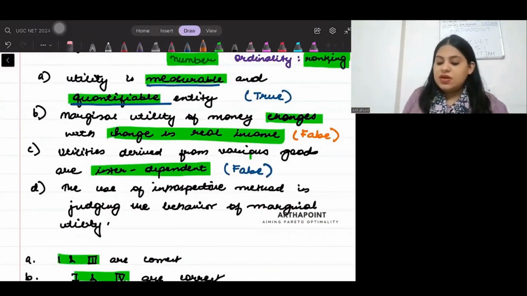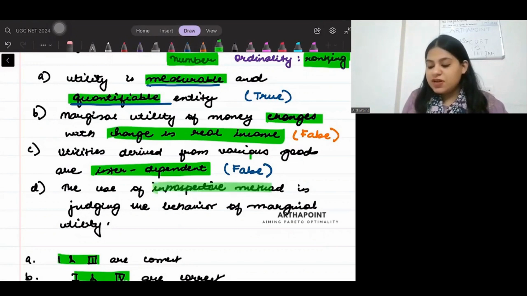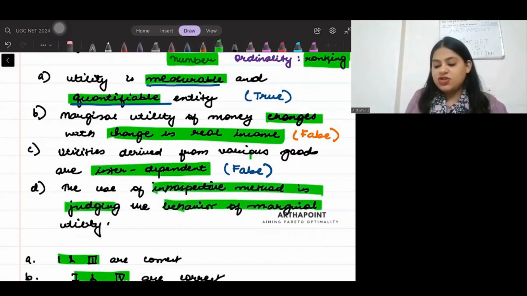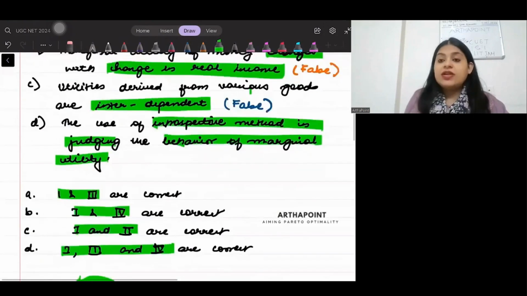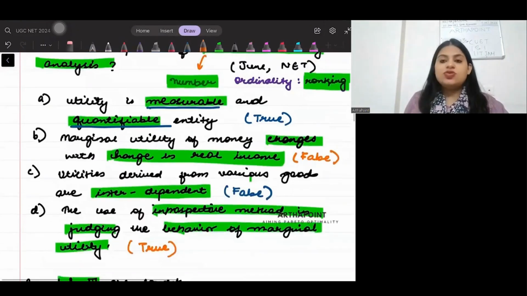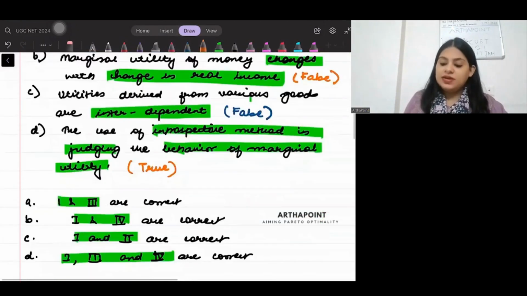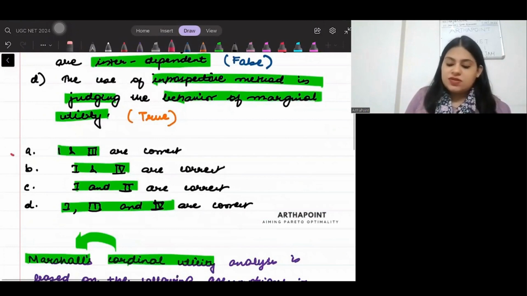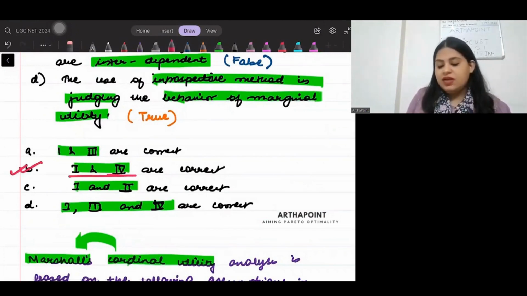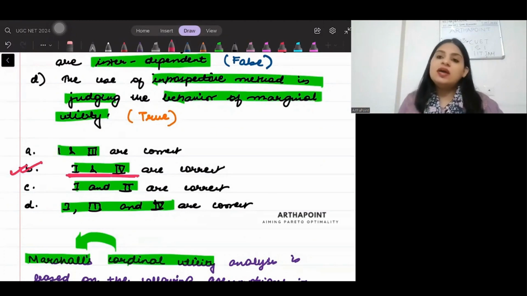Come to the next statement. The use of introspective method in judging behavior of marginal utility. This is correct, that you can use introspective methods. So this is true. So what is the correct answer to this question? A and D. So correct answer is B. 1 and 4 statements are correct. That is the answer to this question.